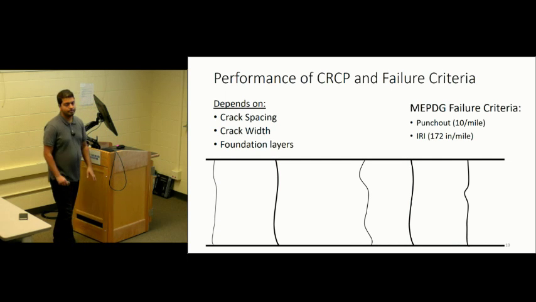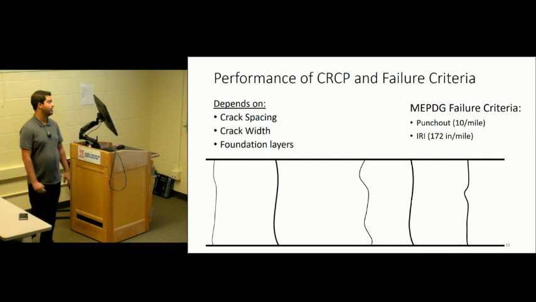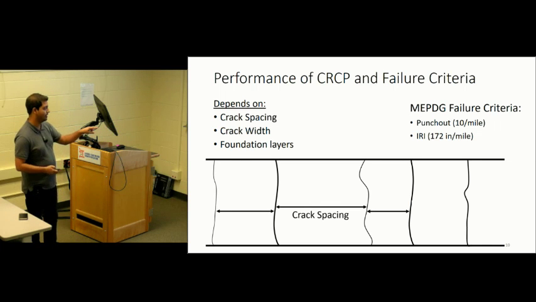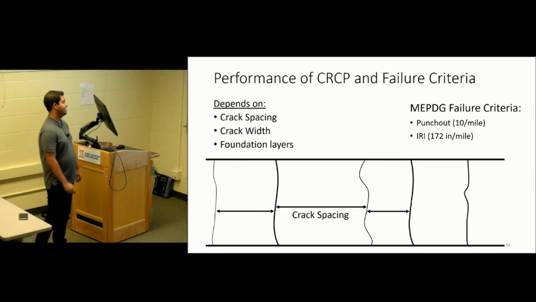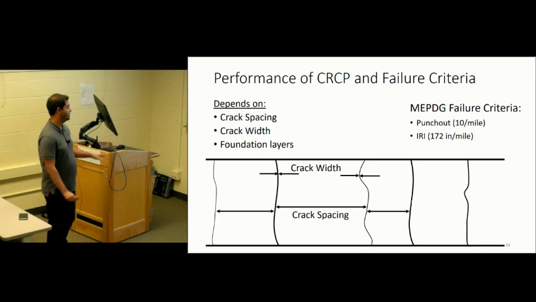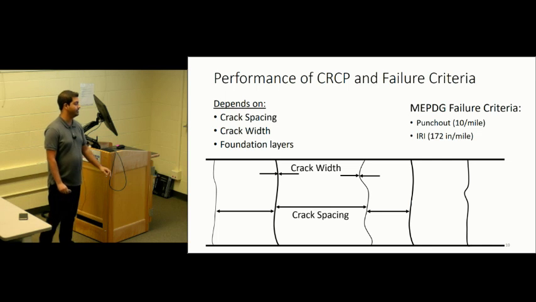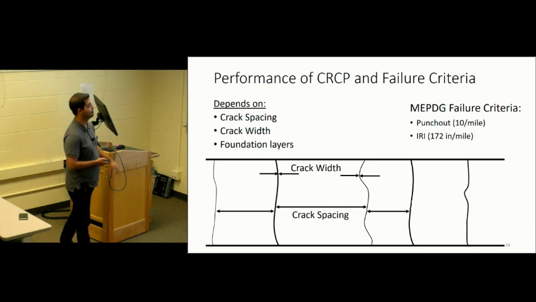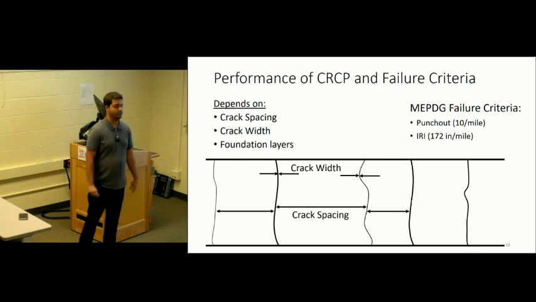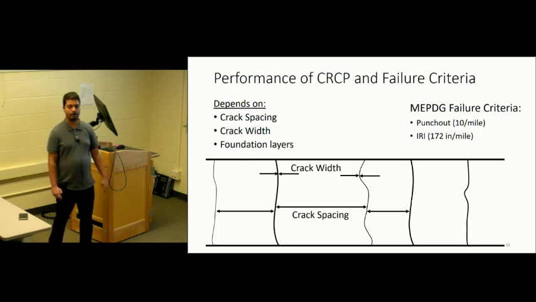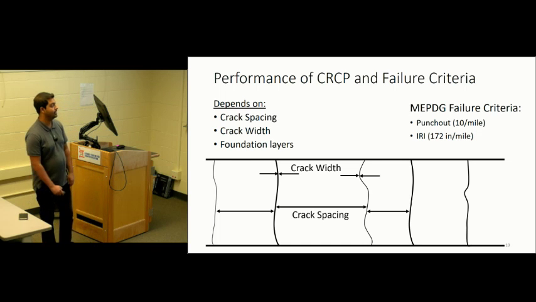The performance of CRCP usually depends on the crack spacing. Crack spacing is the distance between any two adjacent cracks. And crack width is how wide a crack is. These two factors are the main factors that determine the performance of CRCP, along with the foundation layer and how erodible it is. In the MEPDG criteria, the punchout failure criterion is 10 punchouts per mile or an IRI higher than 172 inches per mile.